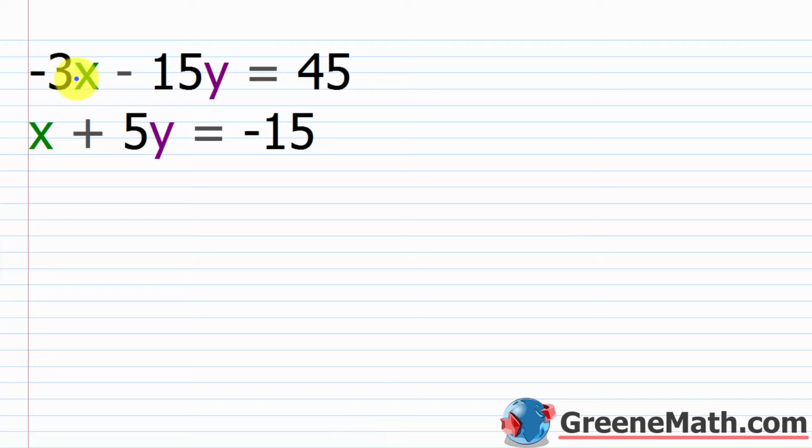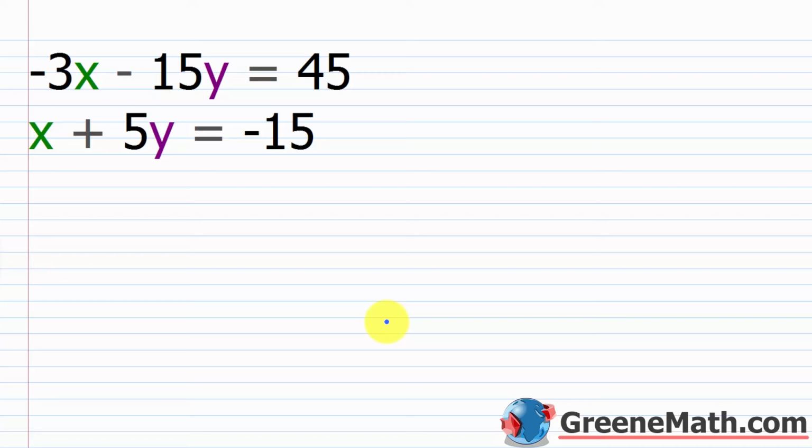You could see that if you look at this top equation and this bottom equation here, negative 3x minus 15y equals 45, and x plus 5y equals negative 15, well, if I divided the top equation by negative 3, so negative 3x divided by negative 3 would be x. Negative 15y divided by negative 3 would be plus 5y. This equals 45 divided by negative 3 is negative 15. So you have the same equation here and here. Okay, so it's just algebraically manipulated to look different, but essentially you have an infinite number of solutions for this type of scenario.